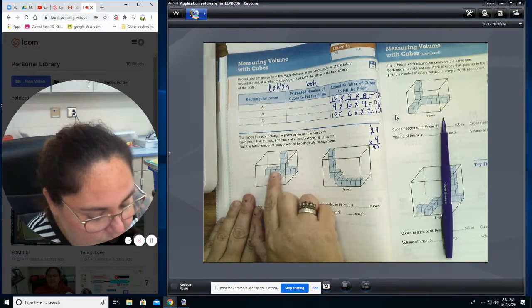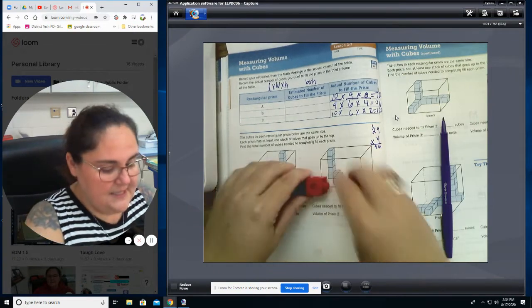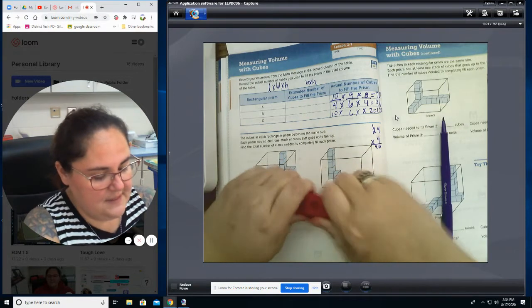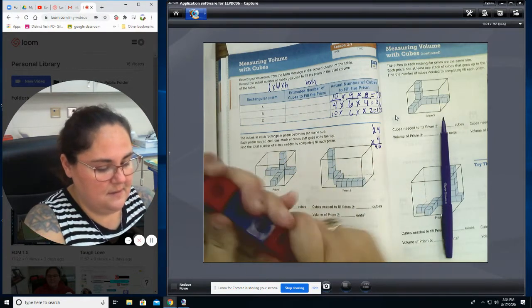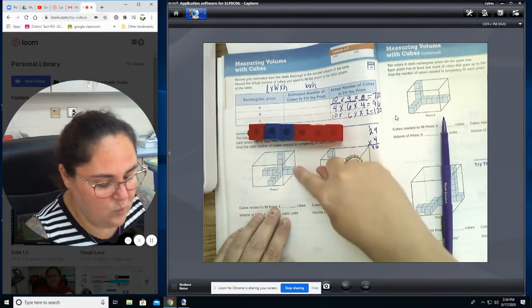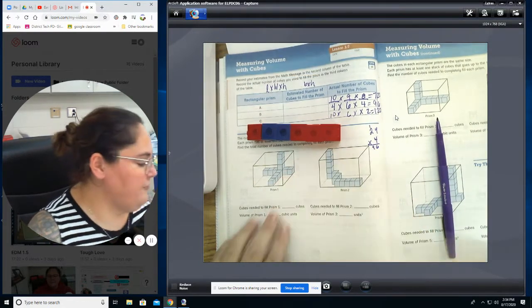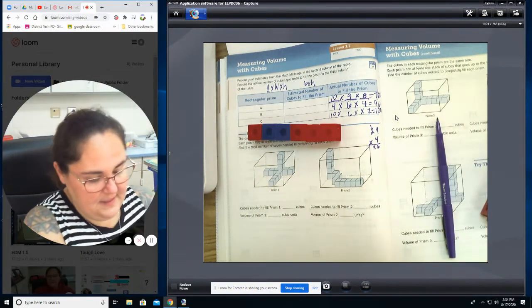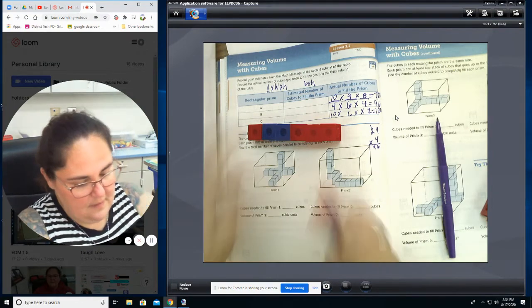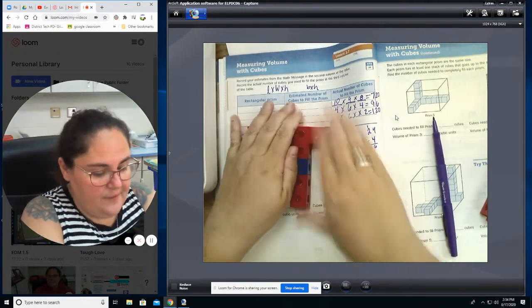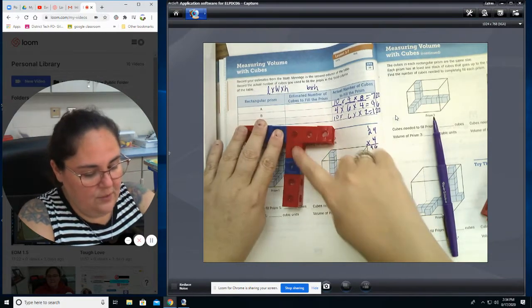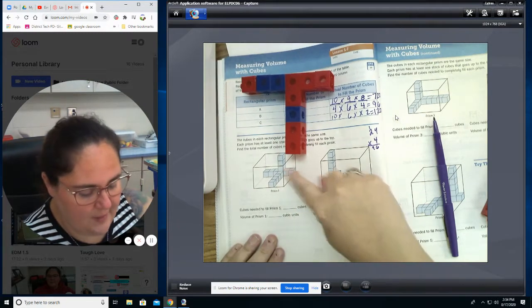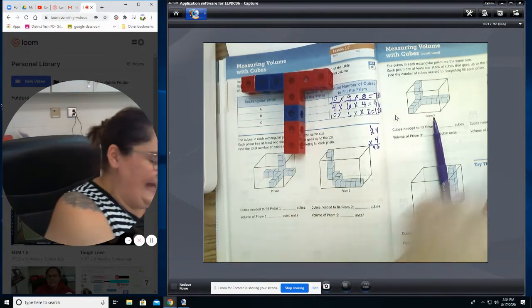I know there are 1, 2, 3, 4, 5, 6 pieces going across. Okay, then there's 1, 2, 3, 4, 5 pieces going out this way. And then also looking at this picture, I see that it is 1, 2, 3, 4 levels high.